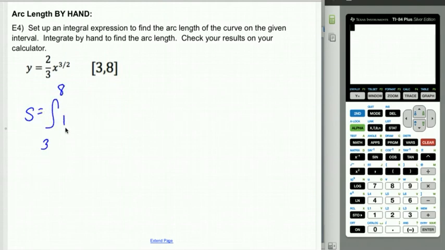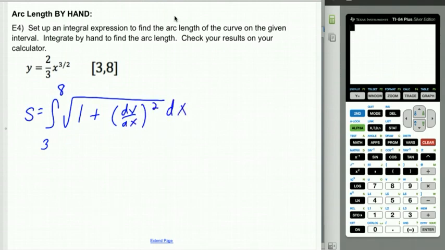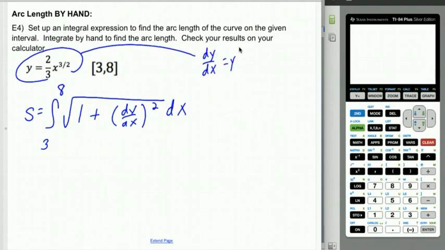So we're integrating from 3 to 8 of the square root of 1 plus whatever my y prime or dy dx is, quantity squared, with respect to x. So really, I should start by finding my y prime or dy dx, right? So dy dx, or y prime, is going to be, I drop the 3/2 down in front, and it cancels with the 2/3, and I get x to the 1/2, or the square root of x, right?